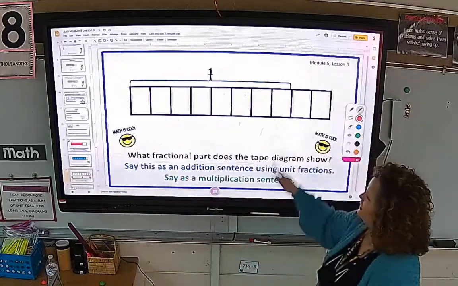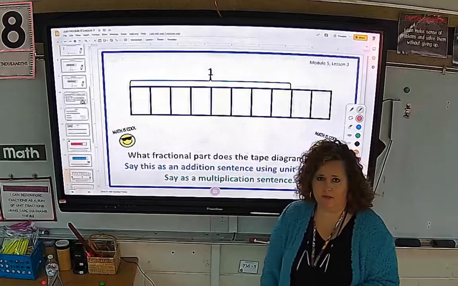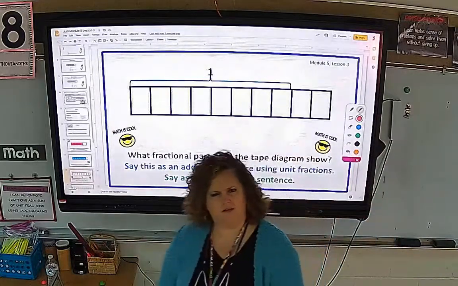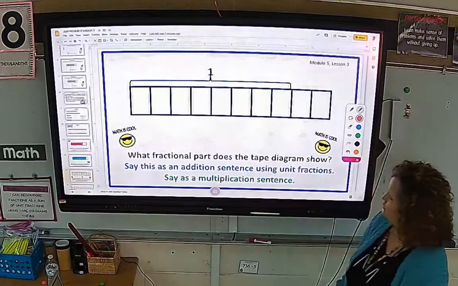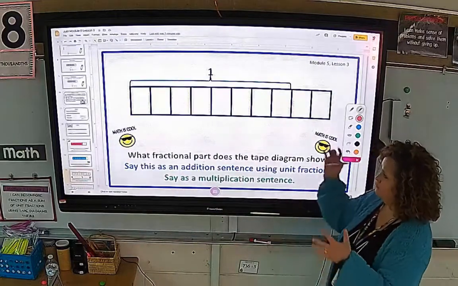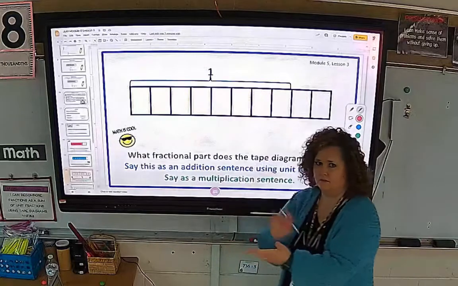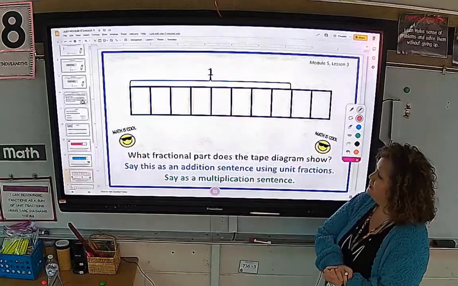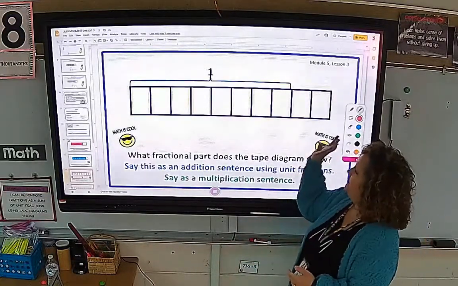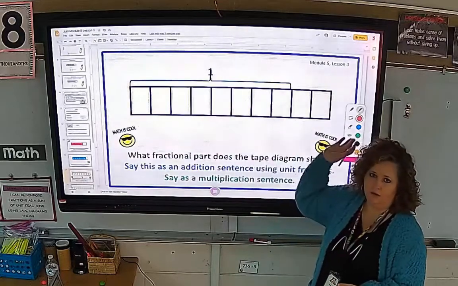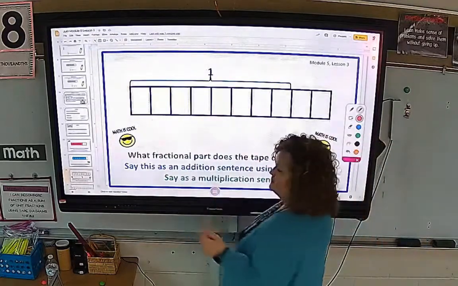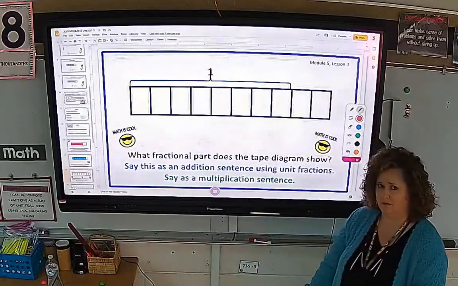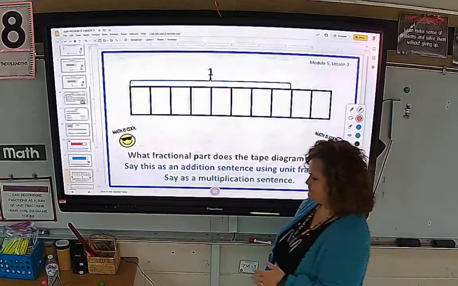Now, you look at that tape diagram, you may immediately think, it's nothing shaded. I wonder what's up there. If nothing is shaded, we're just going to assume that we've got all of it, okay? And so we're going to write a fraction that this tape diagram is showing. And we're going to assume that we have all of it because nothing in particular is shaded. So don't let that throw you off.